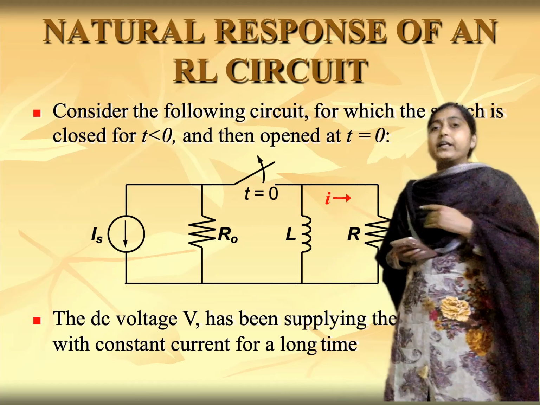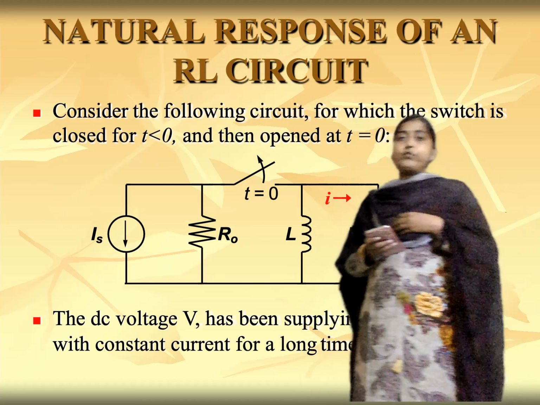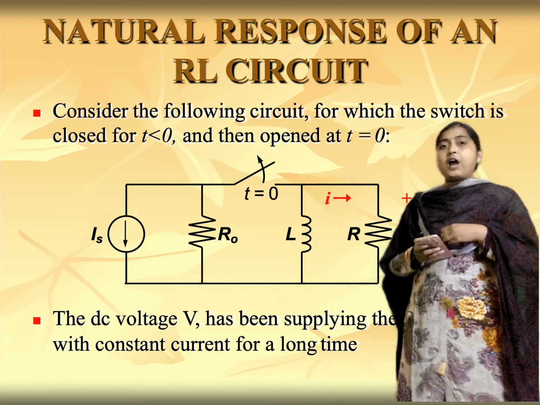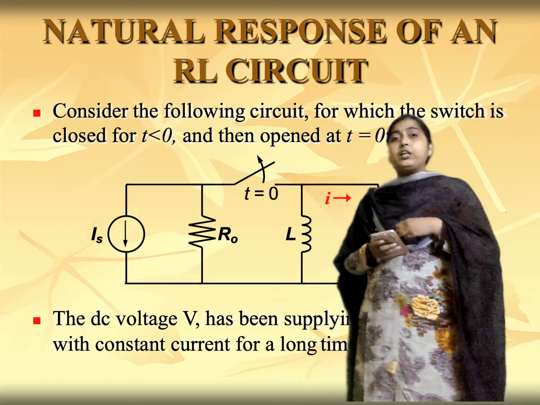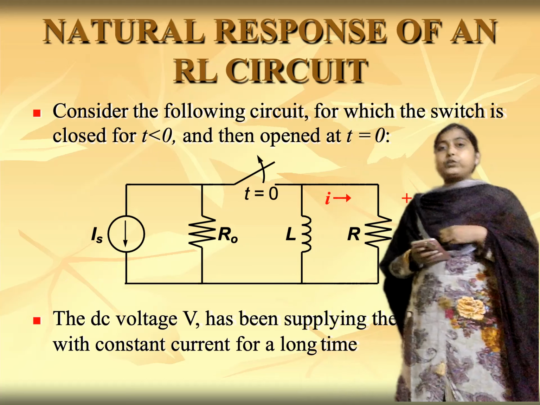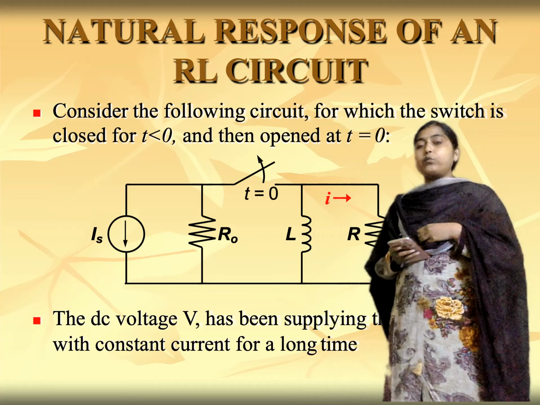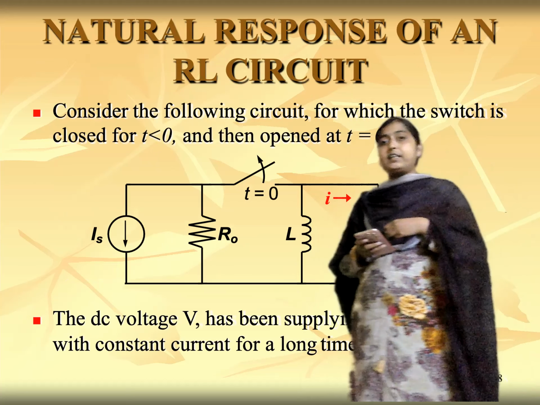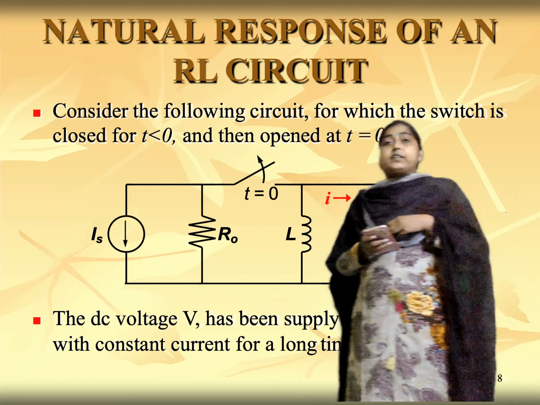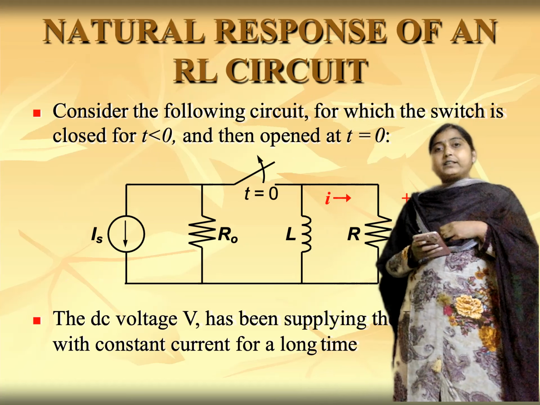Now, coming to the natural response of an RL circuit. We now discuss how the RL circuit will behave. Consider the following circuit, for which the switch is closed for t less than 0 and then opened at t is equal to 0. Please try to understand the statements correctly here. So the switch is closed for t less than 0, and this is the switch.